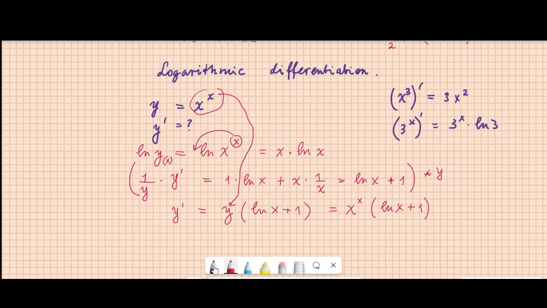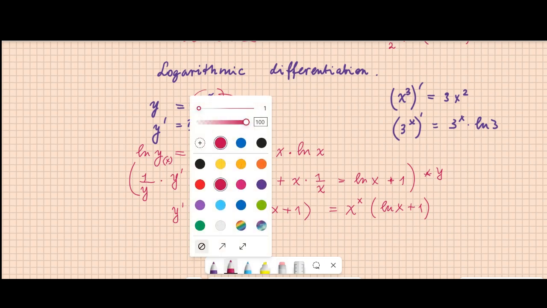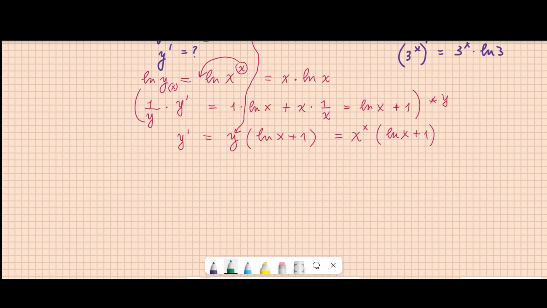Let me just change my color. I actually wanted to use a different one. How about the green one? Okay, I'm going to use green color.